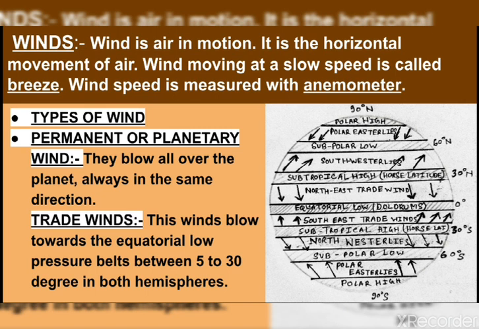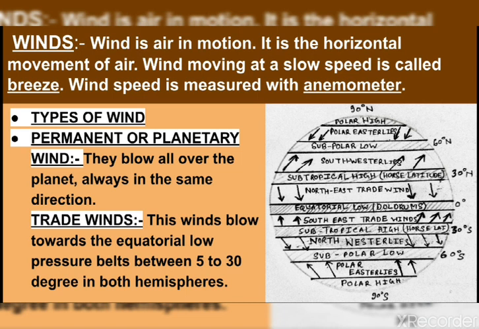Next, we will learn about types of wind. There are different types of wind like permanent wind or planetary wind, then seasonal wind, periodic wind, local wind, variable winds, mountain winds. In this part, we will learn about these types of winds in detail. The first type of wind is permanent or planetary wind.